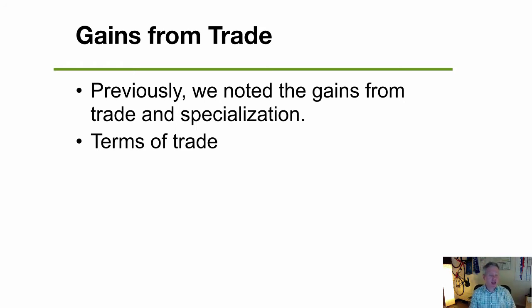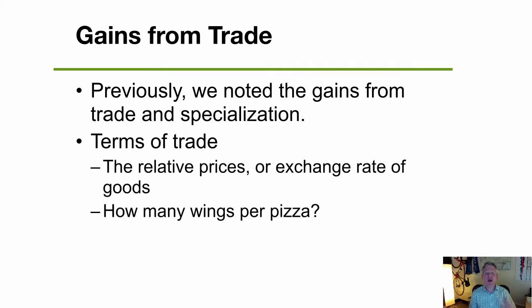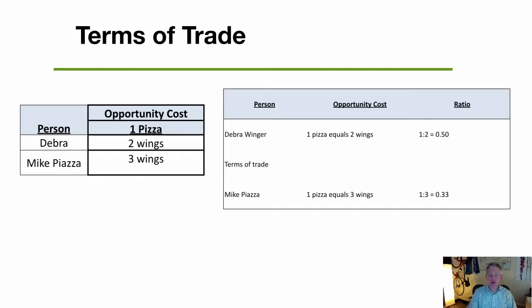And what we call that idea is the terms of trade. It's the relative prices or exchange rates between two goods. So how many wings equals how many pizzas, all right? So let's look first over here at our opportunity cost for pizza, all right? So we're gonna think about how many wings is one pizza worth to Deborah, right? So that's here, right? So one pizza equals 2 wings. So for Deborah, one pizza equals 2 wings, because that's her opportunity cost.